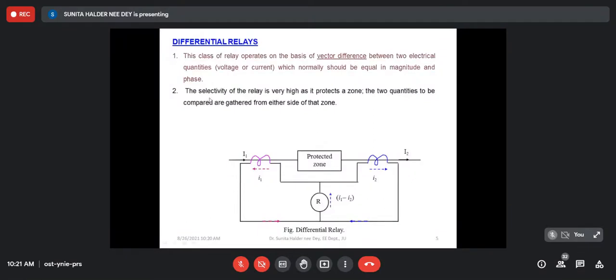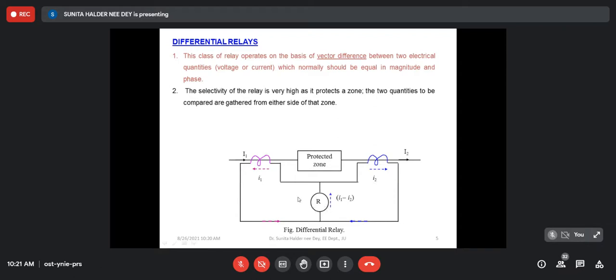So the sensitivity of the relay is very high. Sensitivity means how, when this relay will operate. Obviously, when the current will deviate from zero, it will operate. And it always compares two quantities gathered from either side of the zone. The protected zone means the zone this relay is protecting.